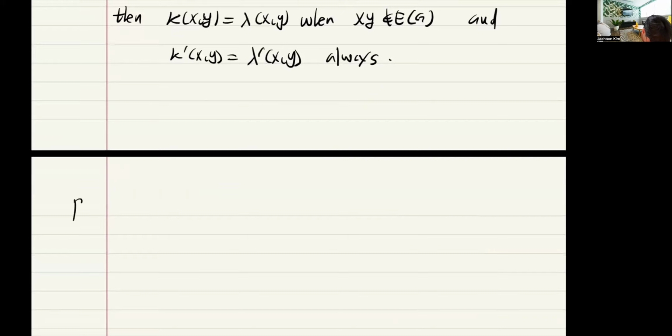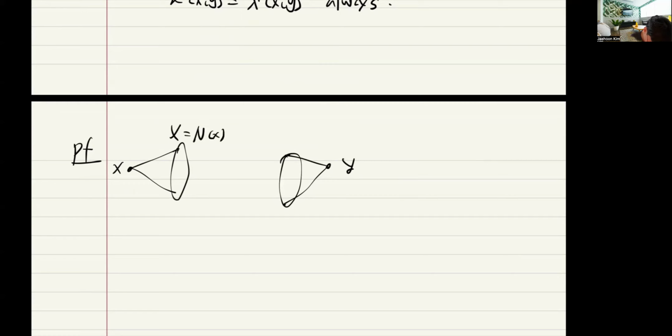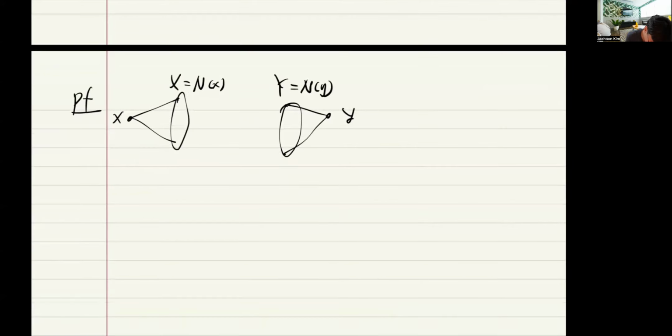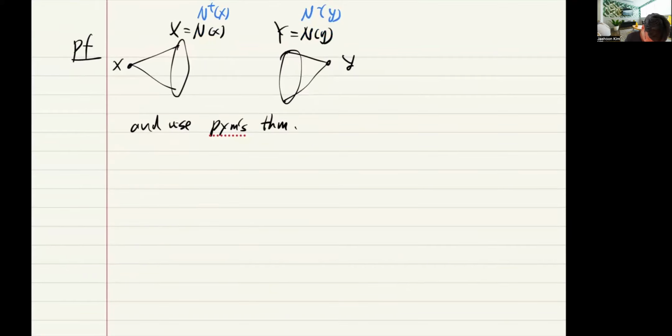So how do we prove it? The proof is as we mentioned before. You take vertex x and vertex y, and you take capital X to be the neighbors of x, capital Y to be the neighbors of y. Or, in the directed case, you take the out-neighbors and then the in-neighbors. And we use Hall's theorem. Then we get this first part.